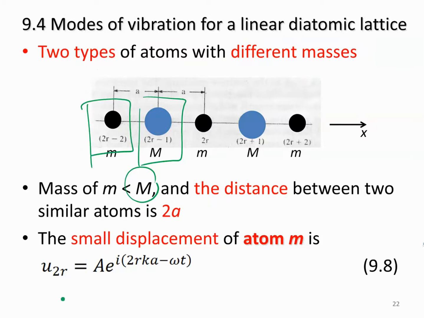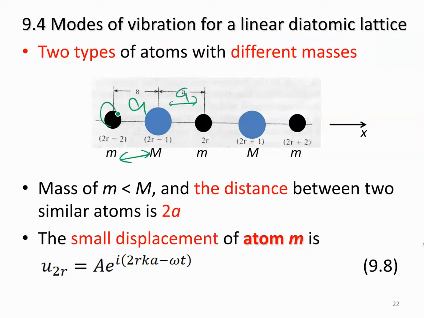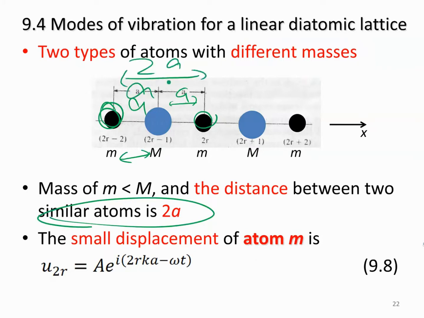And the distance between two similar atoms is 2a. So from small m to capital M is a, and from capital M to small m, the other a. So from small m to small m, similar atom, is a plus a, 2a. Okay, so the lattice constant will be 2a, but the distance between atom and atom will be a.